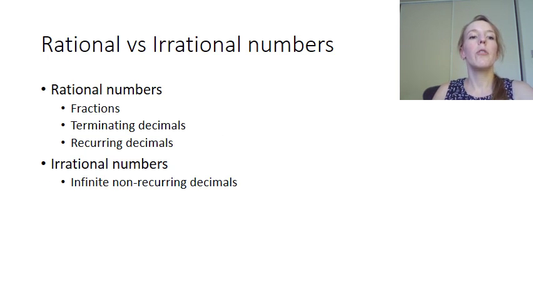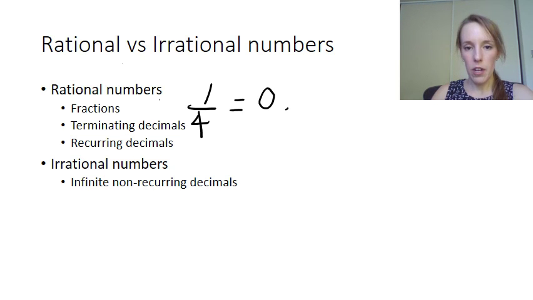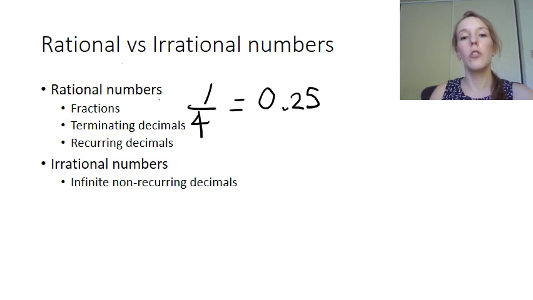Okay, so when we're talking rational versus irrational numbers, what does that actually mean? Well, rational numbers are fractions. So for instance, if we have 1/4, that's a fraction. And we can convert this fraction to a decimal, which is a terminating decimal. So 0.25. So that just means it's a decimal that stops. It has an ending.